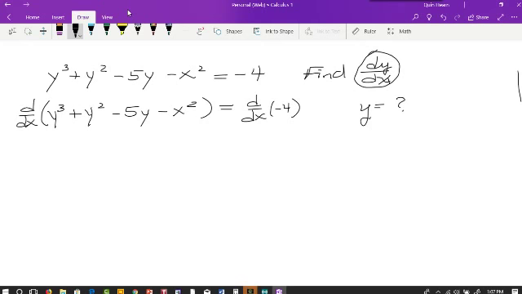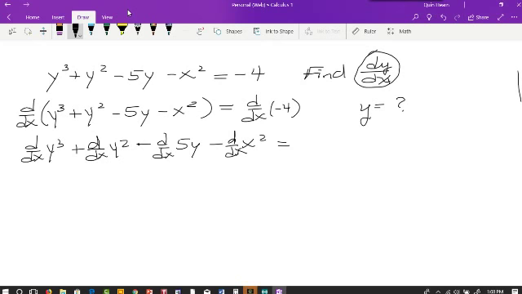And on the left, then, we're going to have to differentiate this polynomial, which has some y's in it, so the variable doesn't match up. So we're going to have to take the derivative of y cubed plus the derivative of y squared minus the derivative of 5y minus the derivative of x squared. And on the right, the derivative of -4, a constant, is just 0.